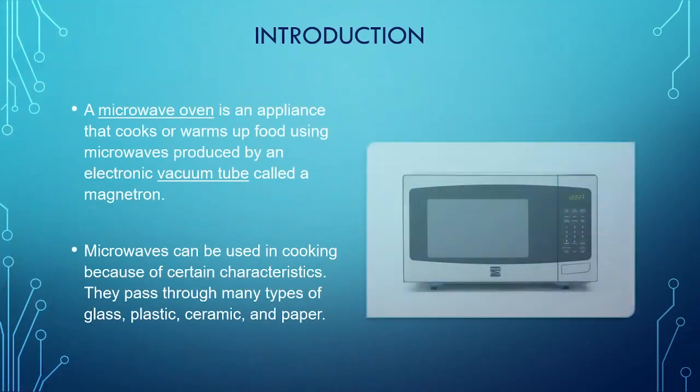So let's start with the introduction. So what is a microwave oven? A microwave oven is an appliance that cooks or warms up food using microwaves produced by an electronic vacuum tube called a magnetron. Microwaves can be used in cooking because of certain characteristics. They pass through many types of glass, plastic, ceramic, and paper.